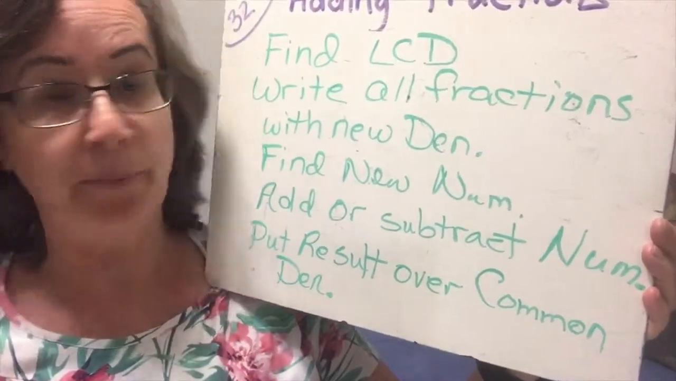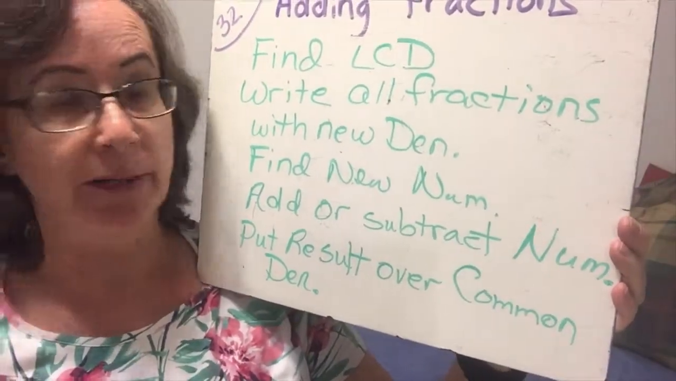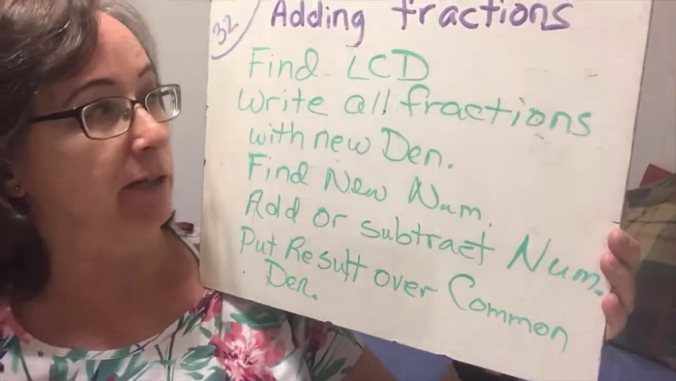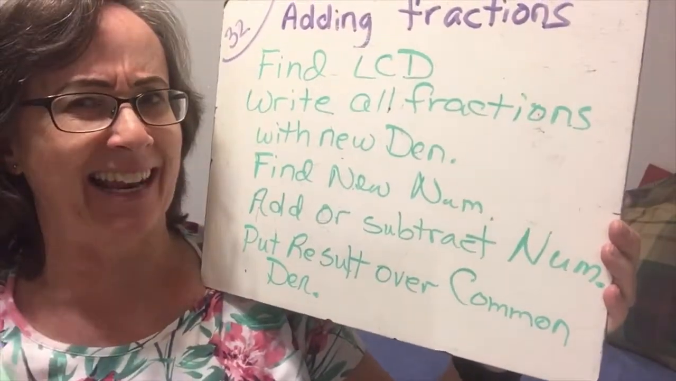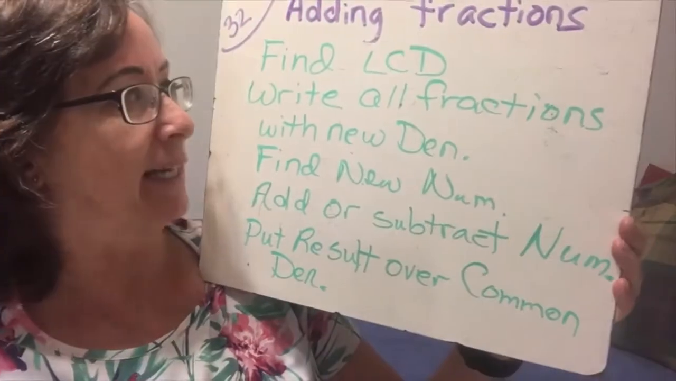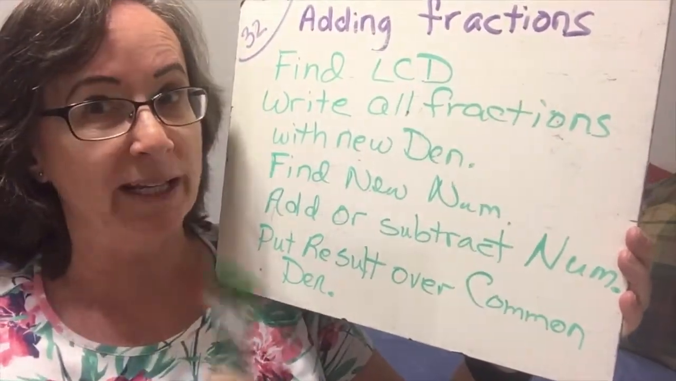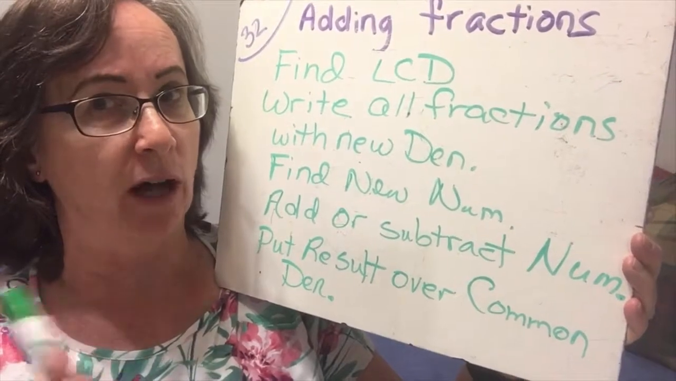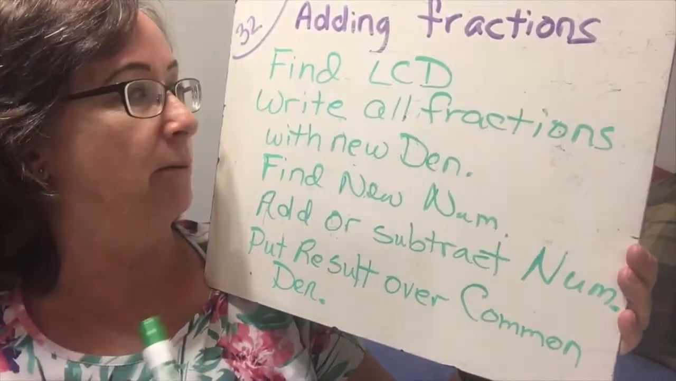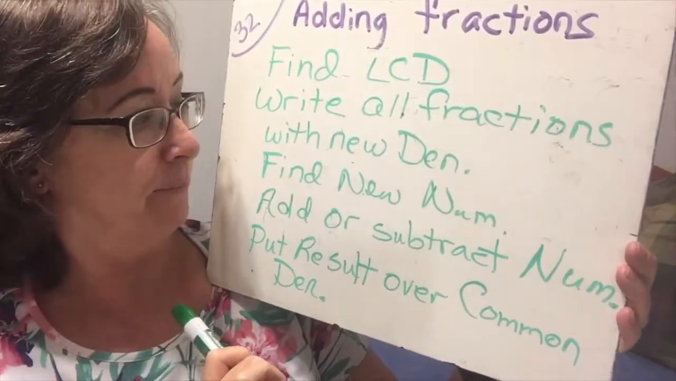Okay, in your book, you have a list of steps that we're going to use in adding and subtracting fractions. I changed the last step just a little bit. So let's look at each one. Find the least common denominator. We have to find out what is going to be the denominator that all of the other denominators will go into. Write all fractions with the new denominator.